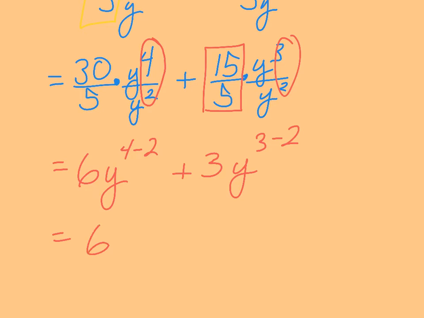So our final solution, 6y squared plus 3y. That was to the 1, and we don't need to write the 1. So we have divided a binomial by a monomial.